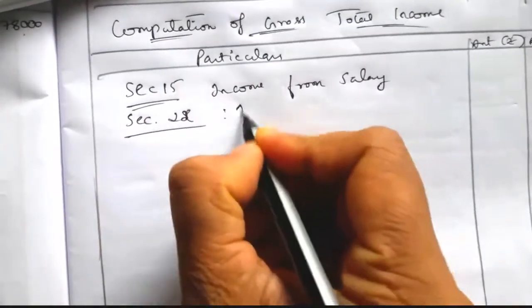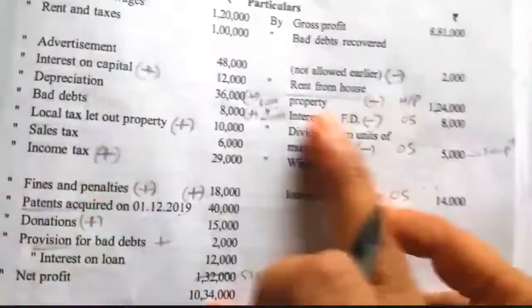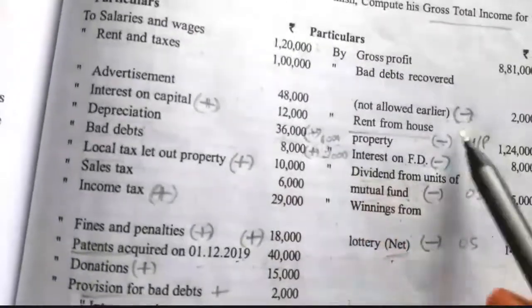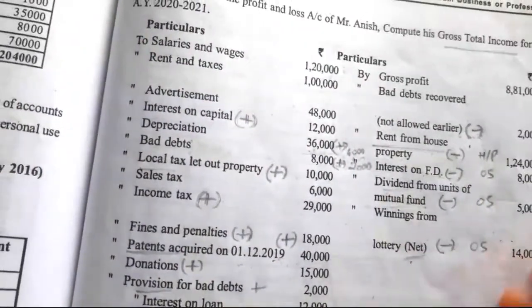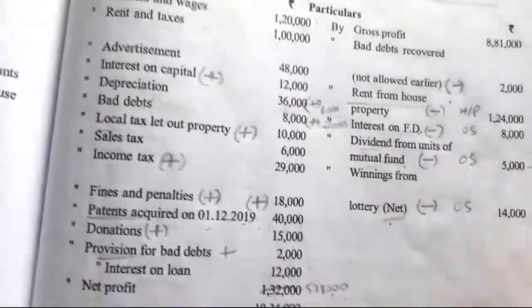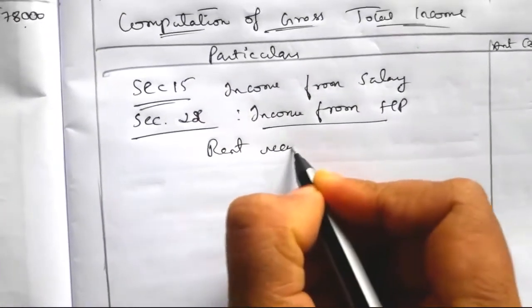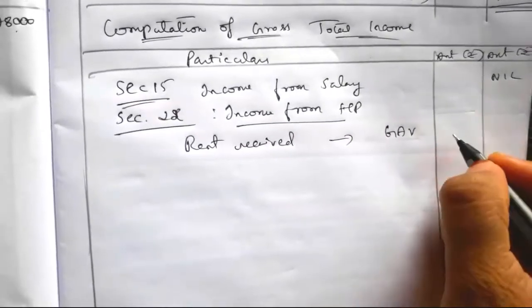Next, section 22 is relating to income from house property. Relating to income from house property, they have given rent from house property. So the rental income Mr. Anish received from a house property. He owns a house property and has given that house property for rent, so he received a rental income. That rent received is taken as an income which is taxable under the head house property. So here rent received itself is taken as the gross annual value.